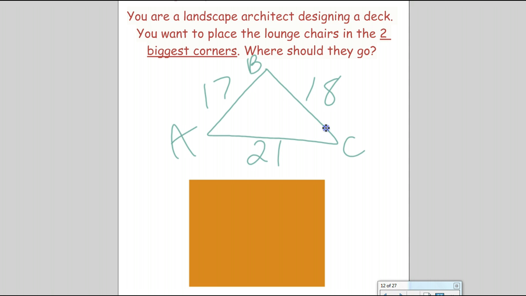I know this isn't in your notes. Okay, you're a landscape architect and you're designing a triangular deck for a family. And you want to put lounge chairs in the two biggest angles, but guess what? You don't carry around a life-size protractor with you. Do any of y'all carry around a life-size protractor? No, so you're not going to be able to measure the angles. But Dimitri, what you do know is how long each side of your deck is because you designed it. So knowing the side lengths only, how can you tell which angles are the biggest?